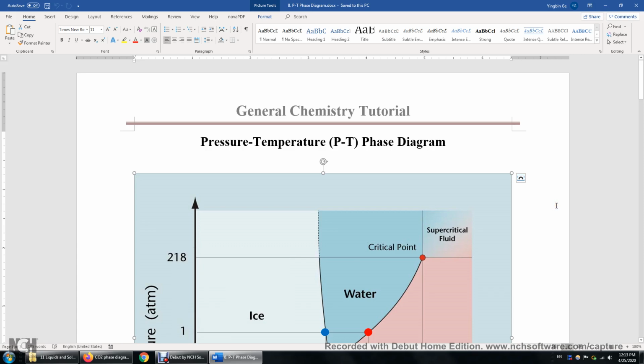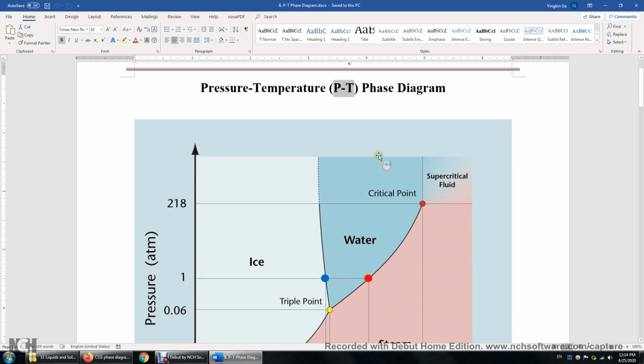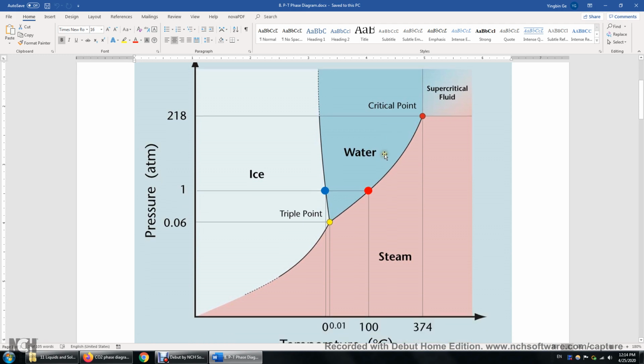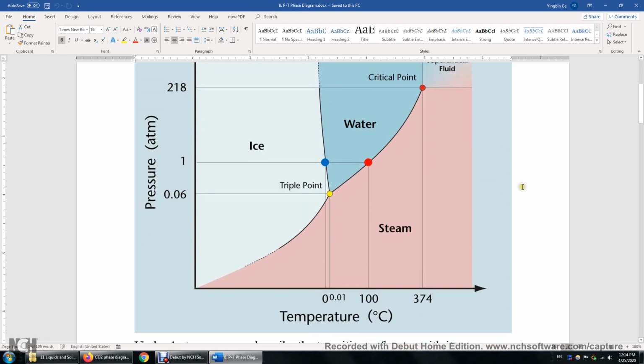In this video, I'll talk about the pressure temperature phase diagram, or the PT phase diagram. First, let's look at water. This is the phase diagram of water. The horizontal axis is the temperature, the unit is degrees Celsius, the vertical axis is pressure in ATM.